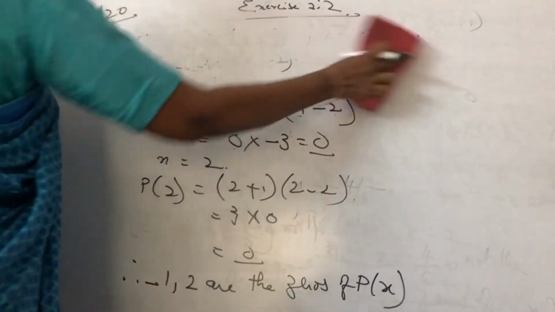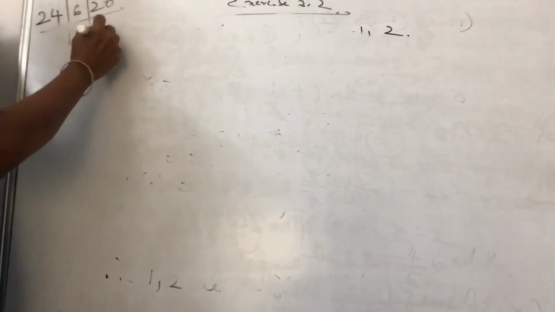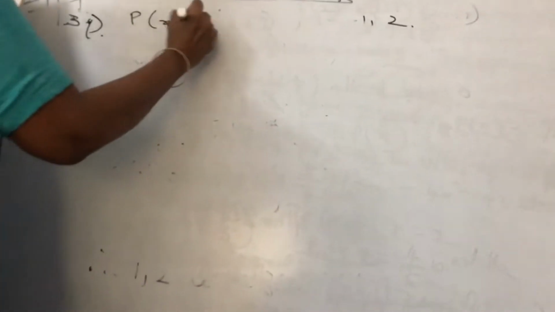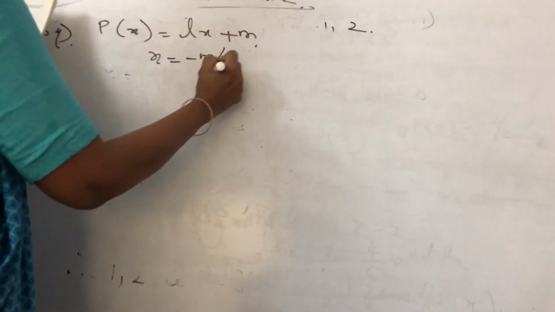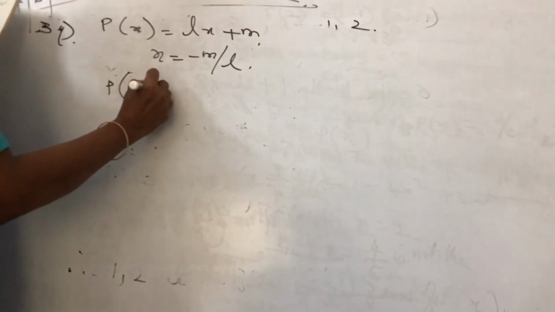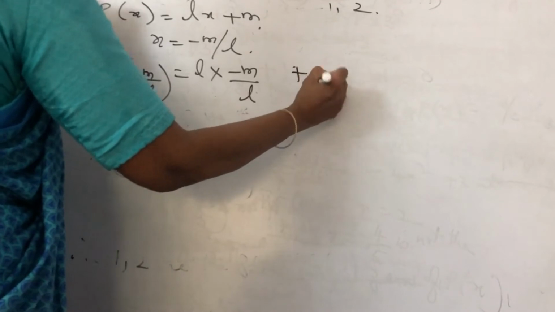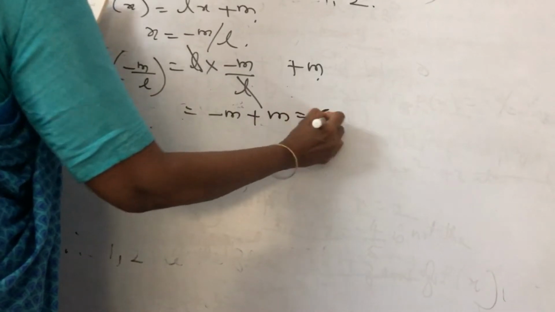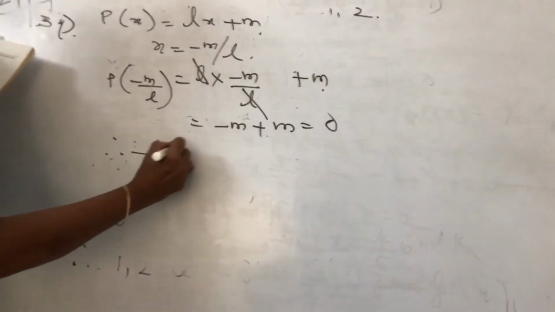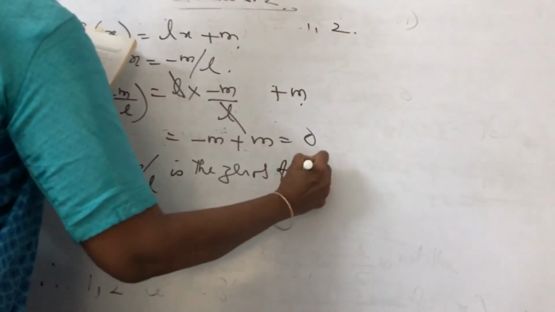Sixth bit. We are doing the sixth bit, children. Third question, sixth bit. P of x is equal to Lx plus M and x is equal to minus M by L. P of minus M by L: L into minus M by L plus M. Cancellation is possible, children. Minus M plus M is equal to 0. Therefore, minus M by L is the zero of P of x.